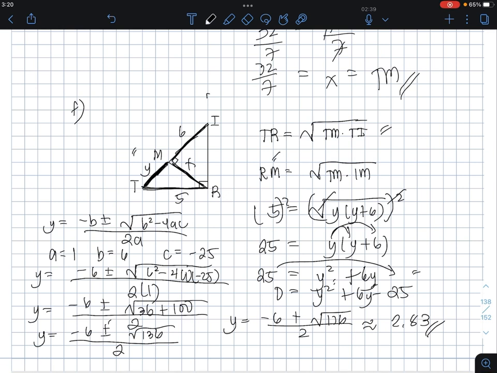So, using this formula for rm or yung nilagay nating x is equal to square root of tm, which is 2.83, yung nakuha natin, times im, which is 6. So, we have x is equal to, using calculator, square root of 2.83 times 6 is approximately 4.12. So, therefore, ito na yung RM natin. 4.12. Okay?